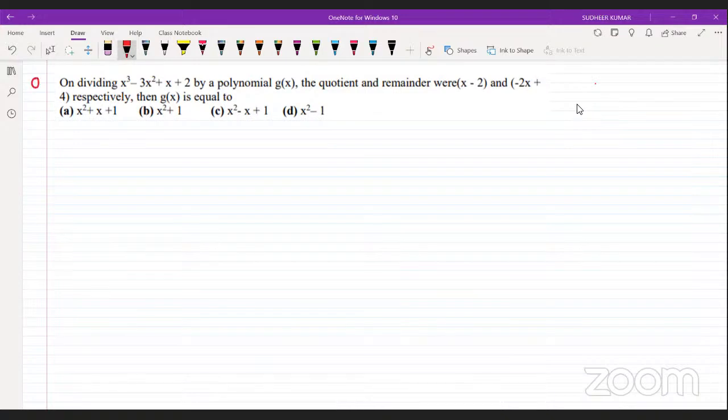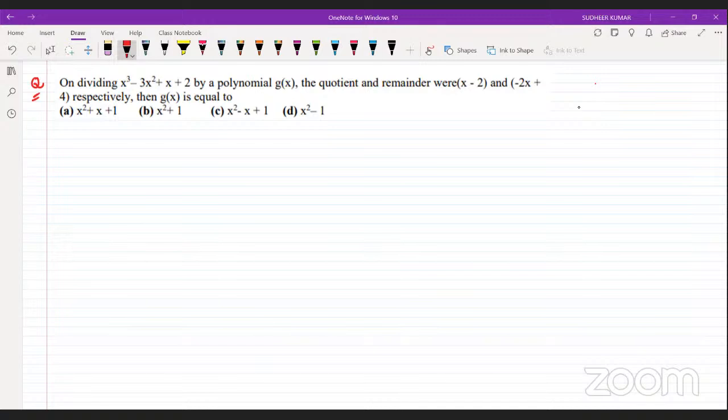So this question is given. On dividing x cube minus 3x square plus x plus 2 by a polynomial g of x, the quotient and remainder were x minus 2 and minus 2x plus 4 respectively. Then g of x equal to? Whenever p of x, the dividend, is given and g of x or r of x is to be found, we recall the algorithm.